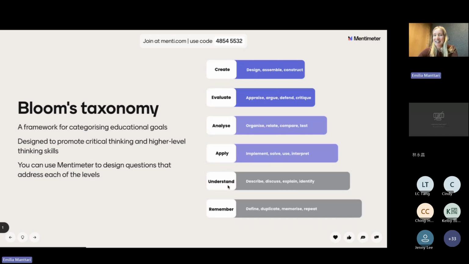And obviously, the way that Mentimeter fits in here is that you can use Mentimeter to ask questions on all of these different levels. And next, we're going to walk you through what that can look like. I've prepared examples around all of these levels so you can get that practical view of what it can look like.